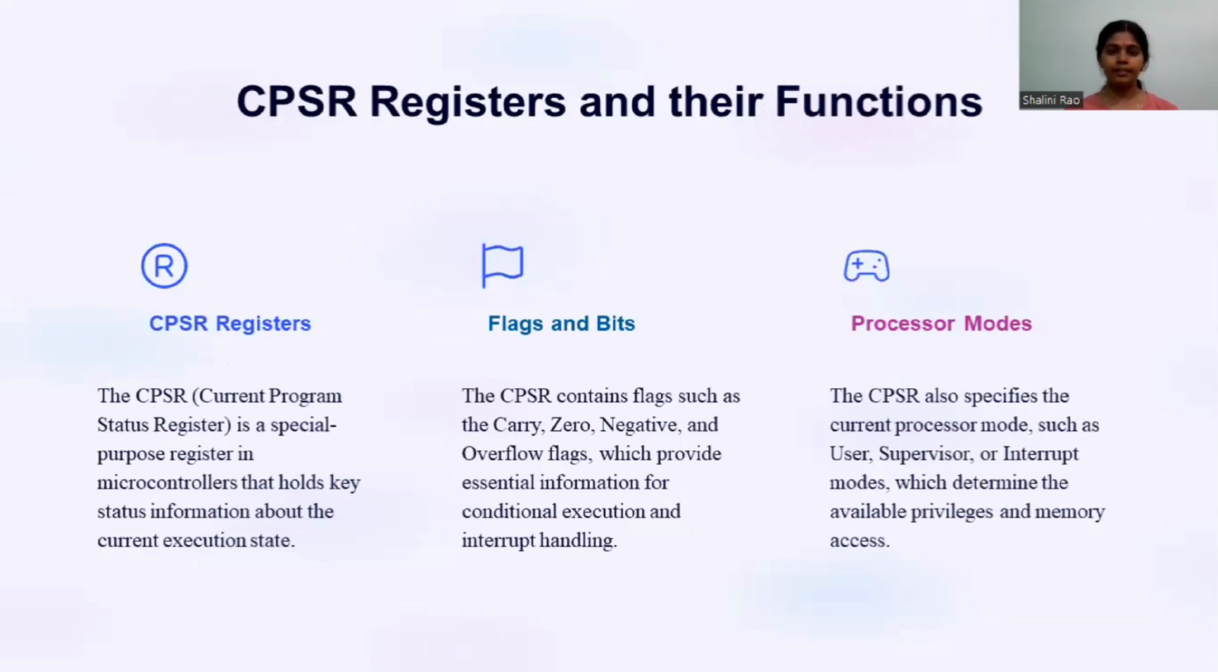CPSR registers and their functions. The CPSR is a special purpose register in microcontrollers that holds key status information about the current execution state. Flags and bits: the CPSR condition flags such as the carry, zero, negative, and overflow flags provide essential information for conditional execution and interrupt handling. Processor modes: the CPSR also specifies the current processor mode, such as user, supervisor, or interrupt modes, which determine the available privileges and memory access.